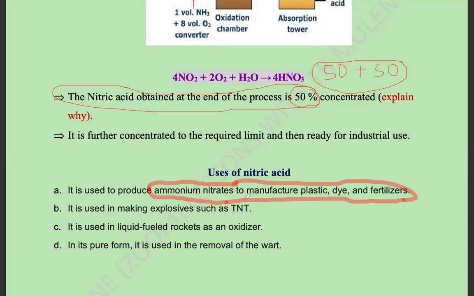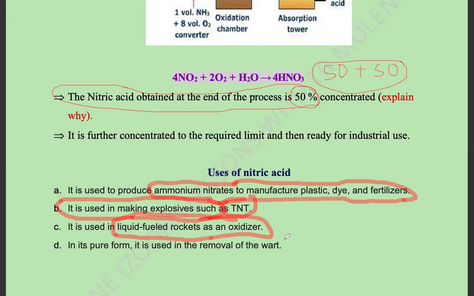The second one, there are TNT type of explosives that are actually trending on the market, and what they use is nitric acid. TNT is the type of explosive in the market that we actually make using nitric acid. The third one is that nitric acid is actually used as an oxidizer in liquid-fueled rockets. So in that rocket fuel, the oxidizer that is actually used is nitric acid.